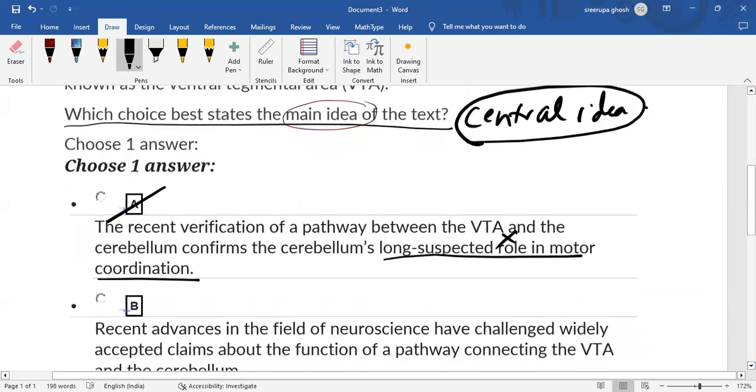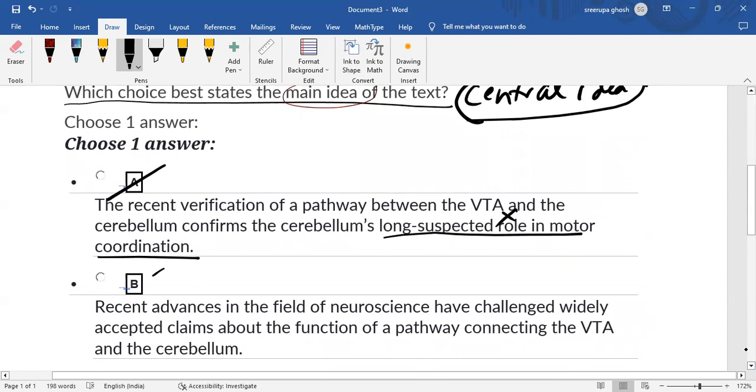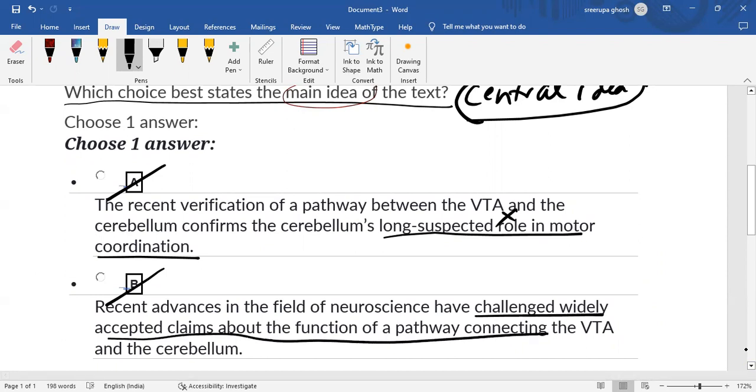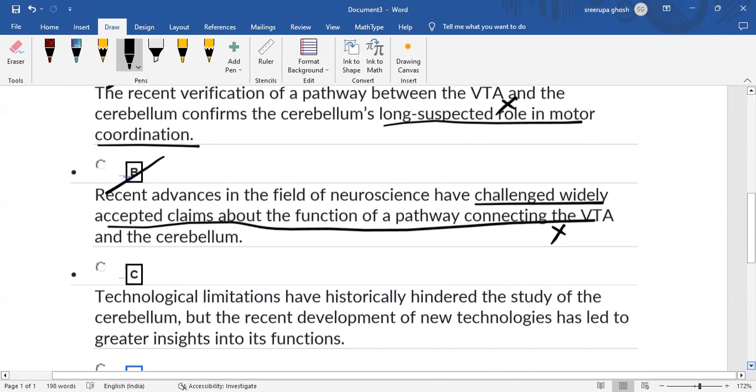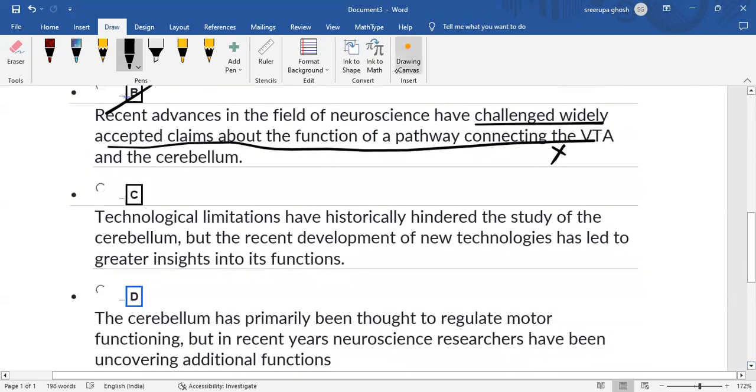Am I clear? Yes, ma'am. Okay, so this is struck off and this part is wrong. Okay, what about choice C? C for Canada. Can C be the right choice? No, ma'am.